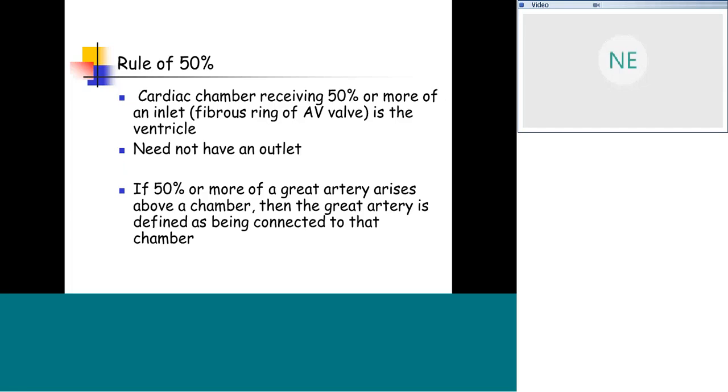What happens if it's tricuspid atresia? It just needs the fibrous ring of the AV valve, so it is still a ventricle. It does not have to be a patent inlet. So this is what defines a ventricle. And if 50% or more of a great artery comes from a chamber, then you would say that great artery belongs to that chamber. That's how we would define a double outlet ventricle, either right or left. So this is the rule of 50%.